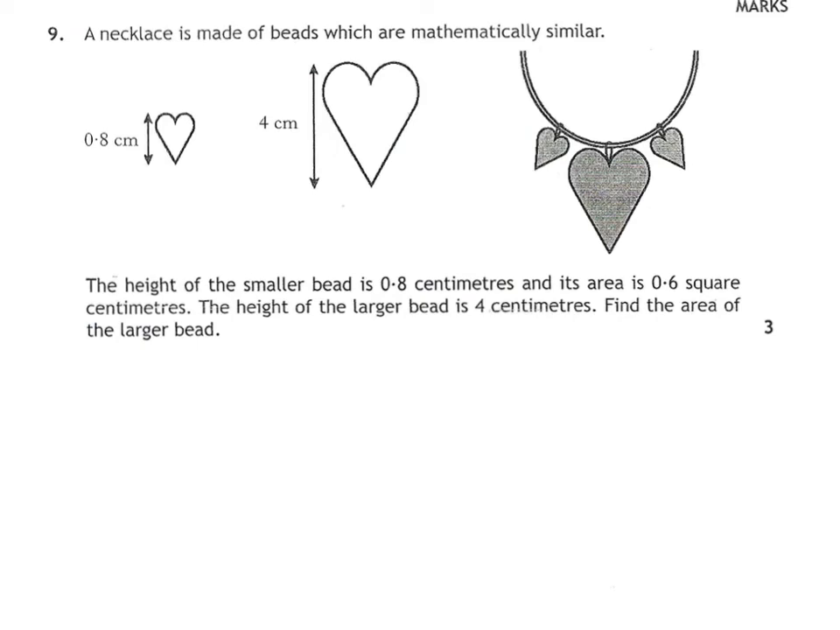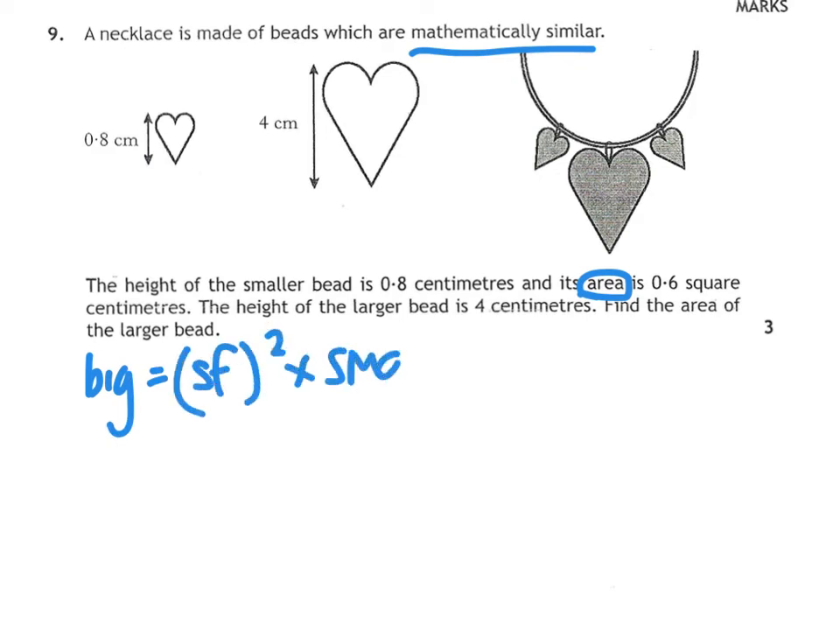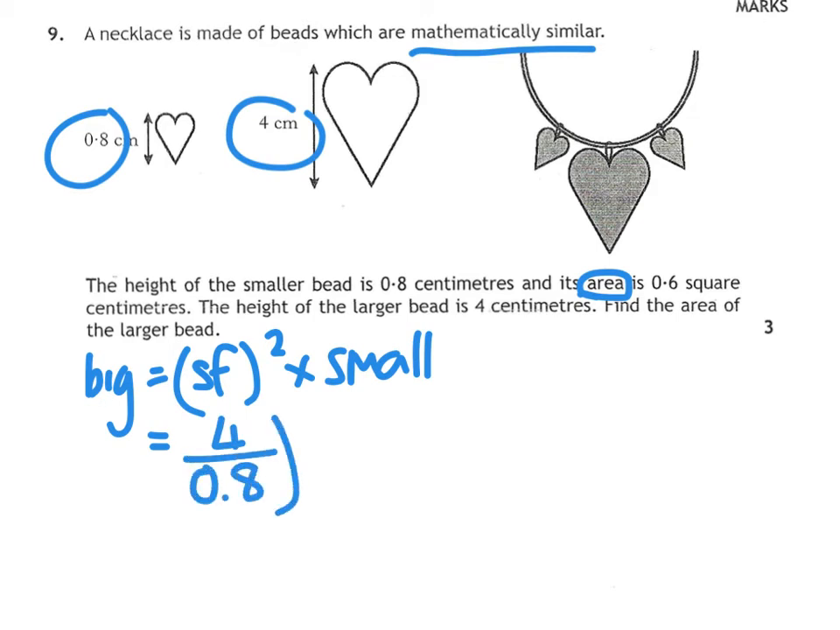Next one is mathematically similar. It's a similar shape. It tells us about area, so it's a similar area question. We have to find the area of the larger bead. So remember, for area, the area we want, so the big area, will be our scale factor squared times the small area. That's a general formula. So our scale factor goes big over small, or new over old. So I've got 4 over 0.8 squared times the small one has an area of 0.6.